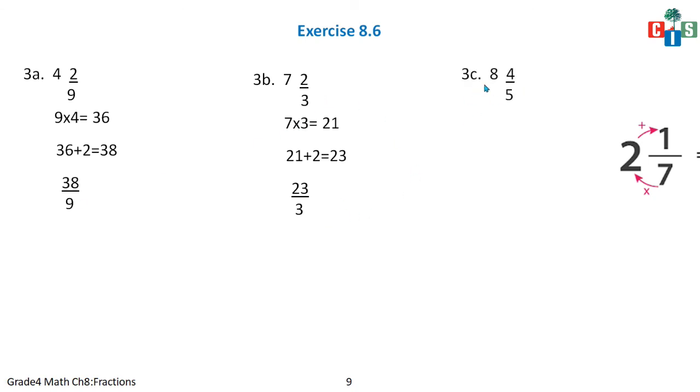Now the third one, that is 8 and 4/5. Okay, so 5 8s are 40, 40 plus 4 is 44, and my answer will be 44 by 5. So that's how we will do. 8 multiplied by 5 you will get 40, and 40 plus 4 will give me 44, and my final answer will be 44 by 5. So this mixed fraction is changing into an improper fraction. And how are you doing that? You are doing it by multiplying and then adding.